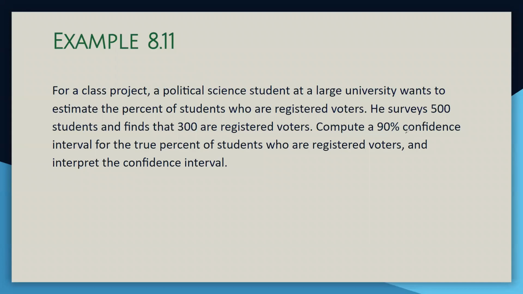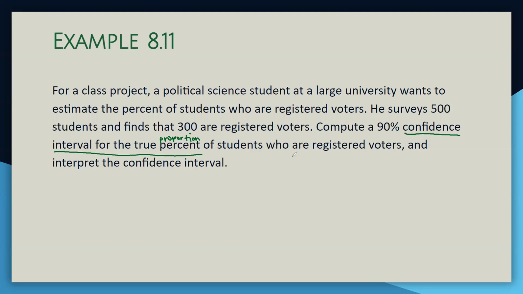So first thing, what are we looking for? Confidence interval for the true percent. And we know that proportions are percentages or probabilities. So they say true percent, they're actually asking for a true proportion. Can't spell today, sorry. So this is an interval for a proportion.